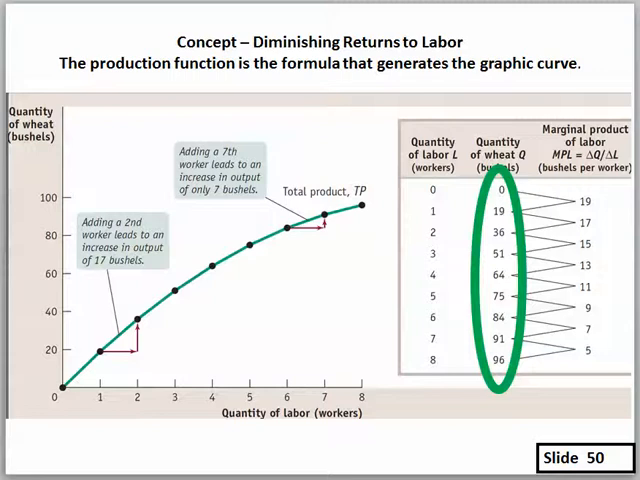Notice the horizontal arrow is exactly the same. It goes from 1 to 2. So we added 1 more worker. But the vertical arrow going up to that point is the 17 bushels of wheat that worker contributed.